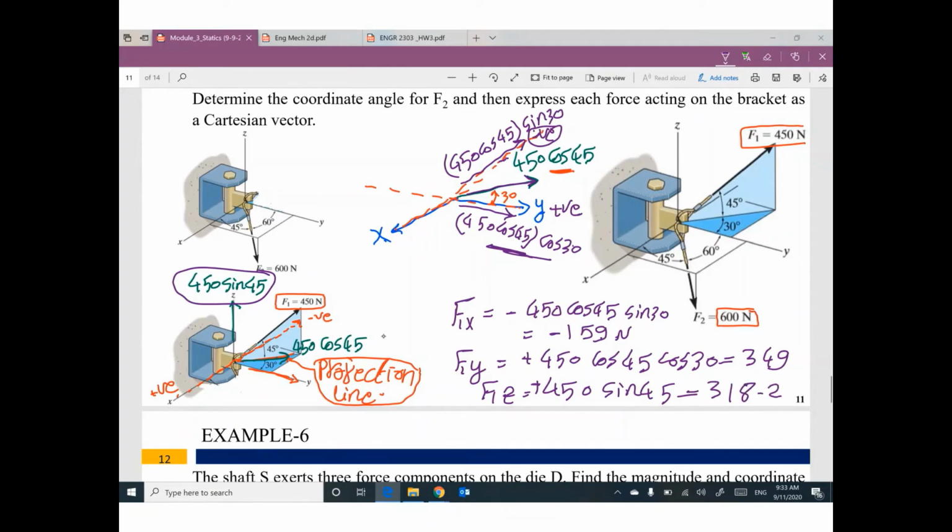I am done with only F1. I am done with the three components for F1. Remember, we have only two steps for this case of 3D force. First step, go ahead and break this force between the projection line and the z-axis. Second step, break the value for the projection line between x and y. Be careful about which direction you are in. Sometimes you are in positive, sometimes you are in negative. So be careful.